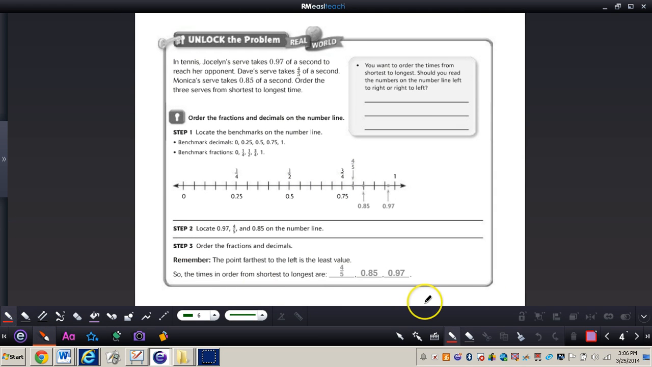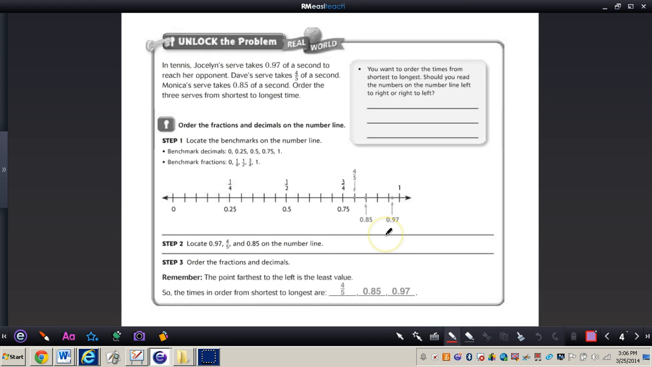Now, we want to order these using the benchmark fractions. So we locate the benchmark fractions. 25 hundredths is actually 1/4. 5 tenths or 50 hundredths is 1/2. 75 hundredths is 3/4. First of all, we know that 4/5 is right here on my number line, because if you take 4 and divide it by 5, that's going to give you 8 tenths, and that falls right here on my number line.